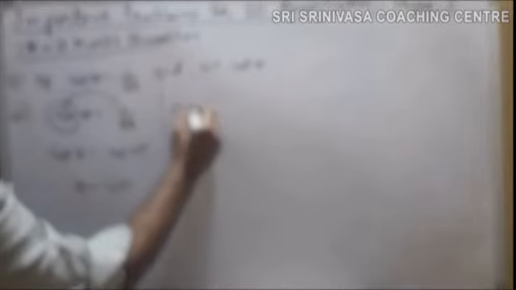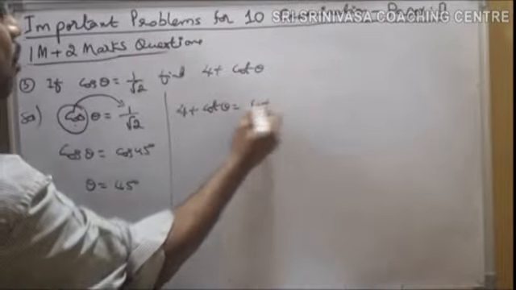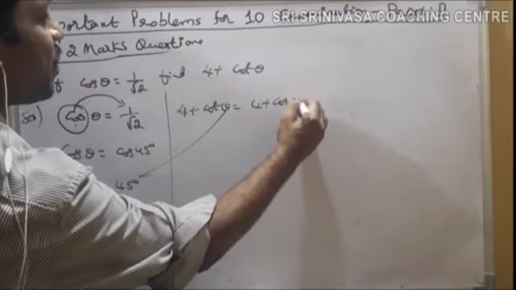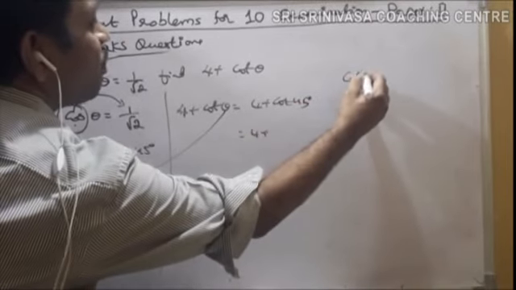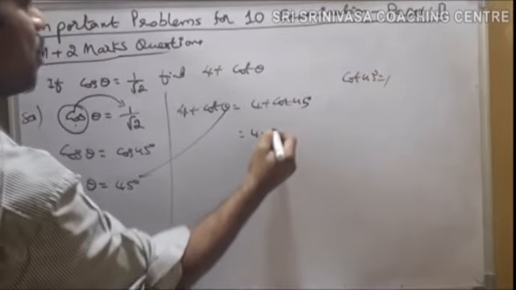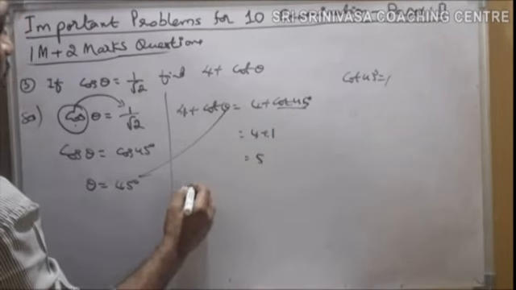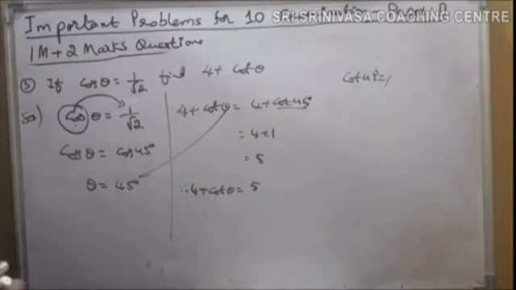My question says 4 plus cot theta. The 4 as it is plus cot. The value of theta is 45. Let me put 45 in place of theta. So 4 plus cot 45 degrees is 1. So here cot 45 is 1. So 4 plus 1 is 5. Therefore 4 plus cot theta equal to 5.